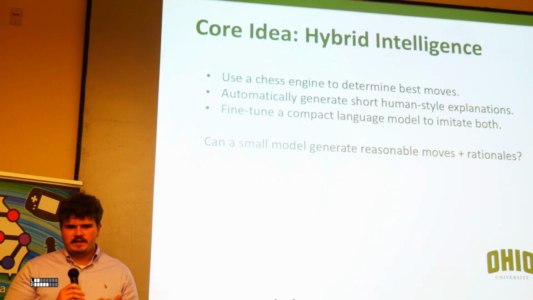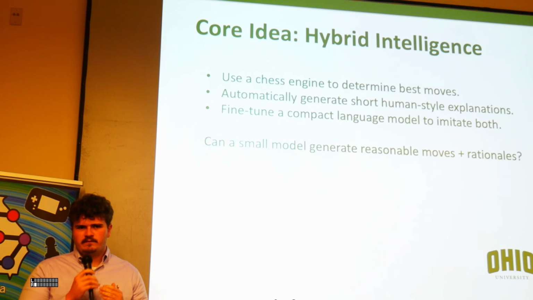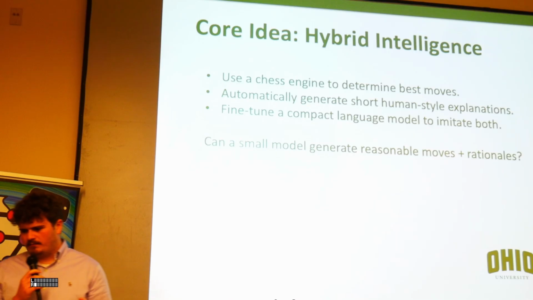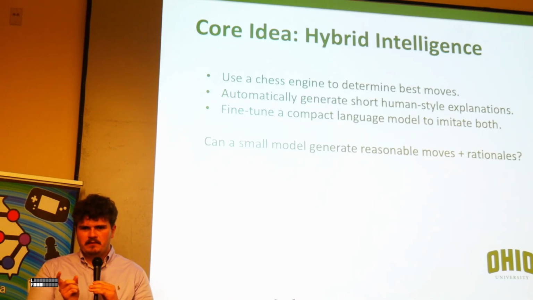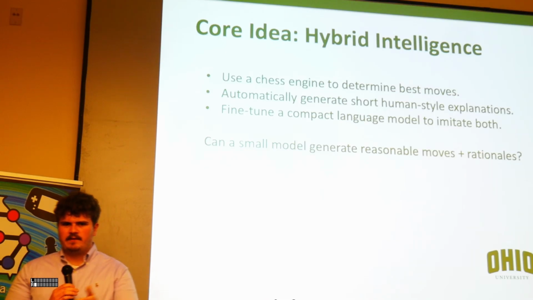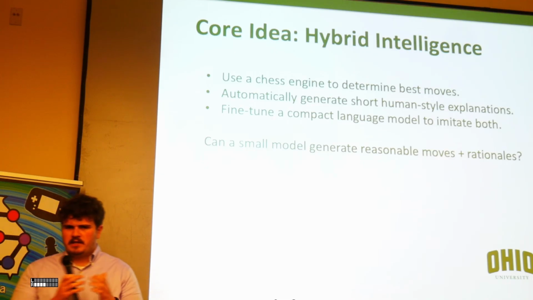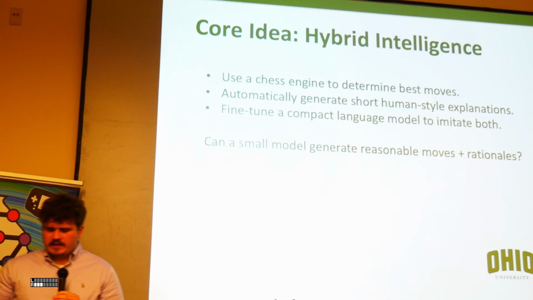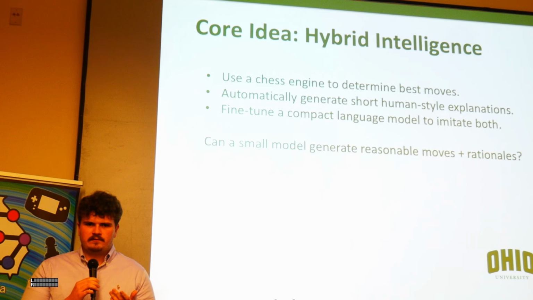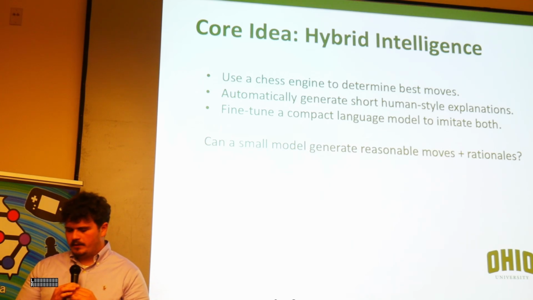So the core idea here is, can we use a chess engine to determine the best moves? Can we use facts algorithmically about the board to generate algorithmic human-style explanations, and then combine those two into one, fine-tuning a language model to imitate the engine and the algorithmic explanation generation into a single compact language model? Can a small model generate reasonable moves and rationales? We're using a 4 billion parameter model in this work that's fine-tunable and runnable on consumer-grade hardware. That was my goal here.